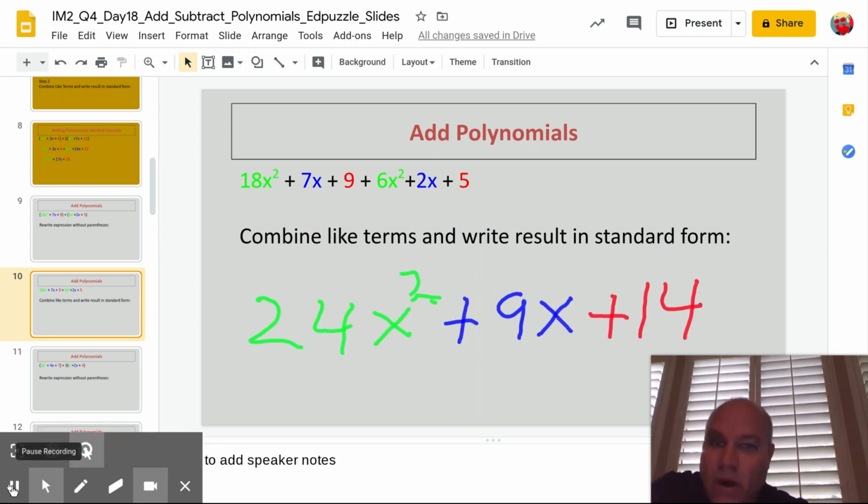Did you get 24x squared plus 9x plus 14? Again, we have a trinomial. The lead coefficient is 24, and the degree is 2.